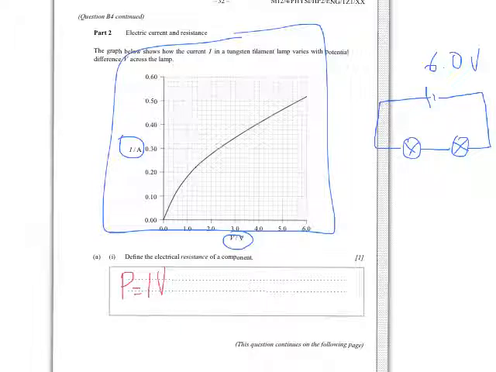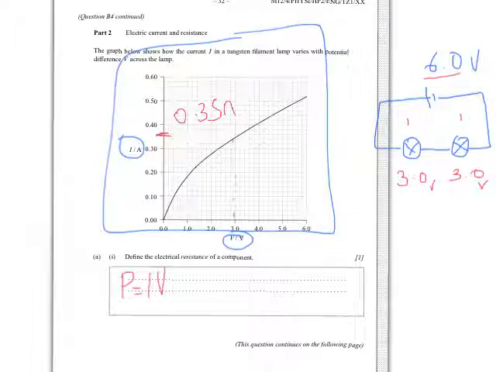Well, if 6 volts are being used with two bulbs in series, what each bulb is receiving is 3, because voltage splits. So we've got 3 and 3. So if you have a look at the current through each bulb, if you have a look at 3 volts, then you can see approximately that the current is 0.35 amps.